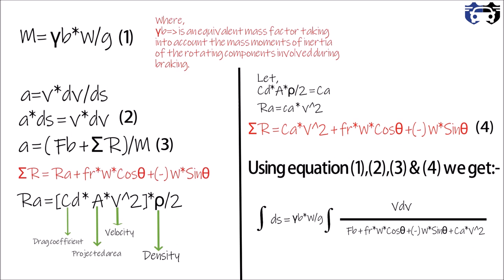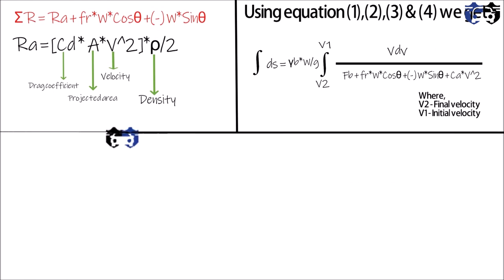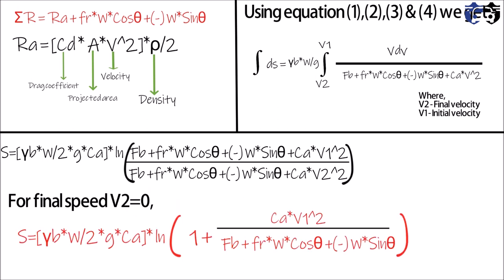And I'm going to integrate it from V2 to V1. V2 is the final velocity and V1 is the initial velocity. S is positive, that's why I've taken it from V2 to V1. So on integrating this, we get the distance value equals this. And for the final speed to be 0, that is the stopping distance, S can be written as this.